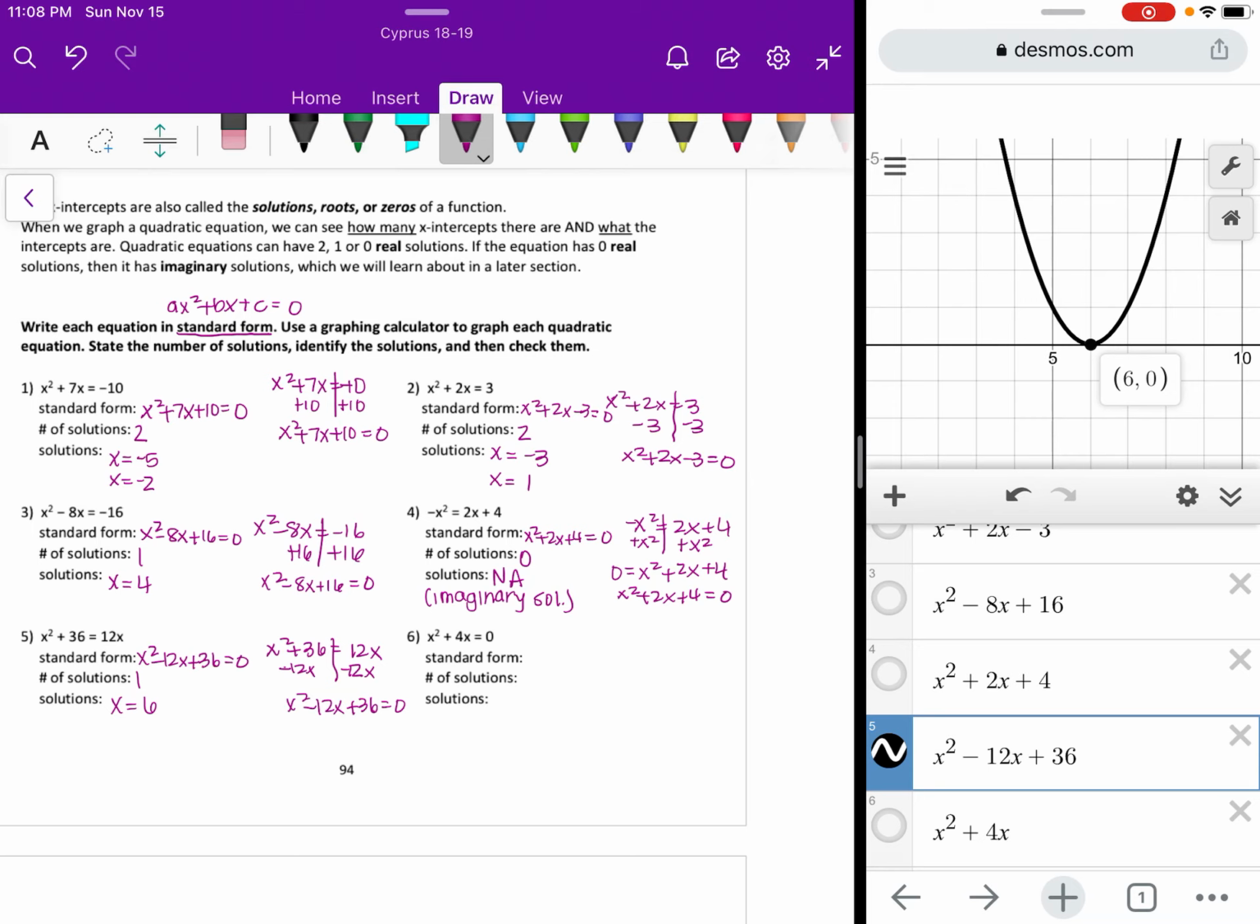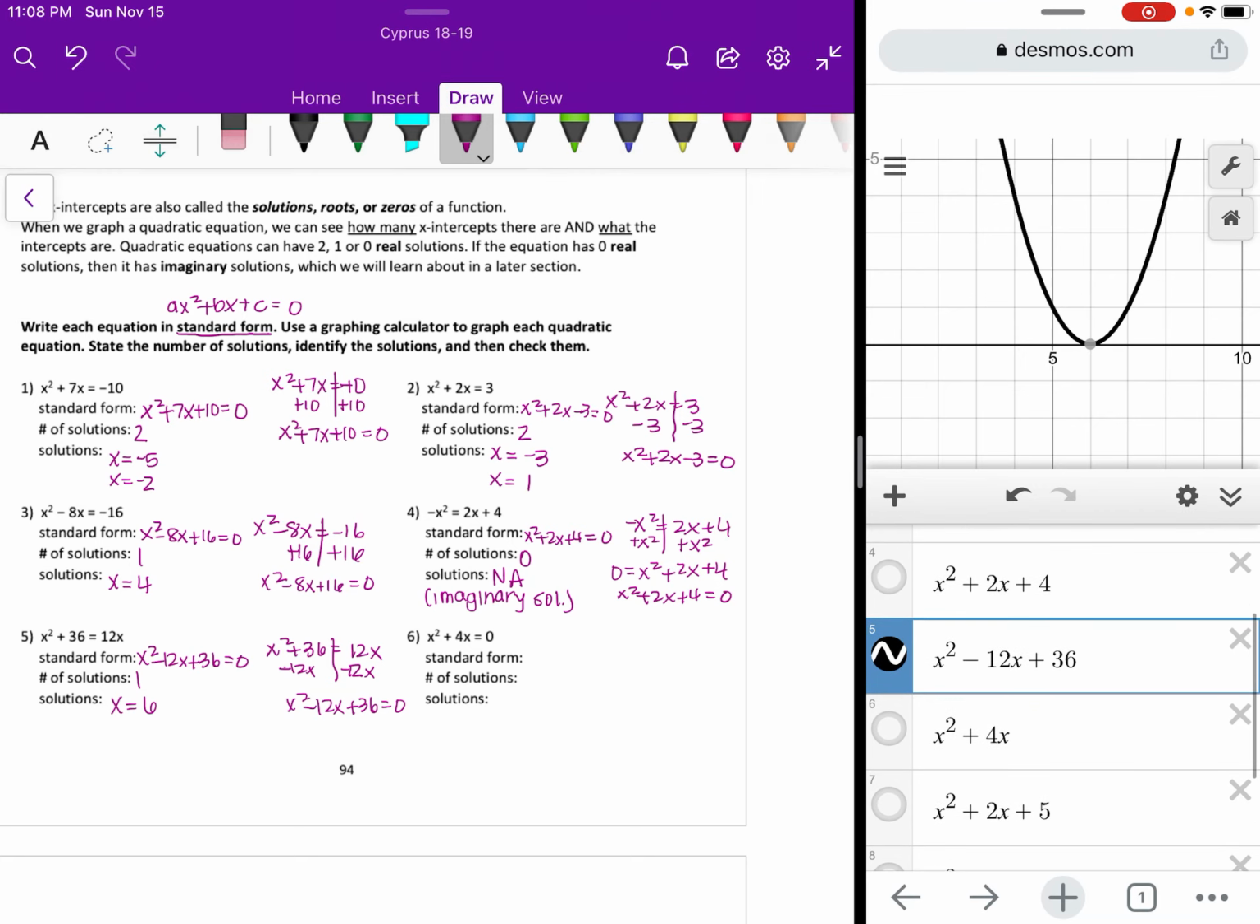See if you can try the next one on your own. Hint, it's already in standard form. So go ahead and find those solutions. And if you finish, go ahead and come back and we'll check our answers.